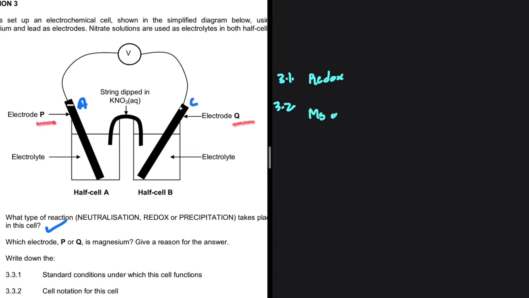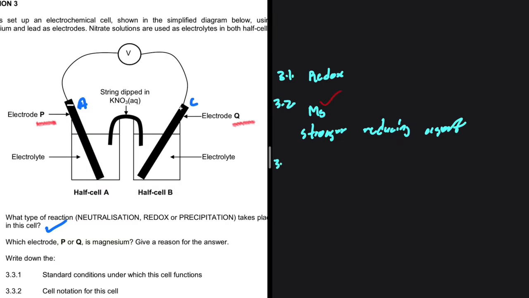Between magnesium and lead, which one is undergoing oxidation? Which one will be our anode? We need to go to our table of reduction potentials and determine which one is a stronger reducing agent. Magnesium is a stronger reducing agent. It is going to be electrode P as it is negative and consequently the anode. So the reason we have to give here is that Mg is a stronger reducing agent. So between magnesium and lead, magnesium is a stronger reducing agent.